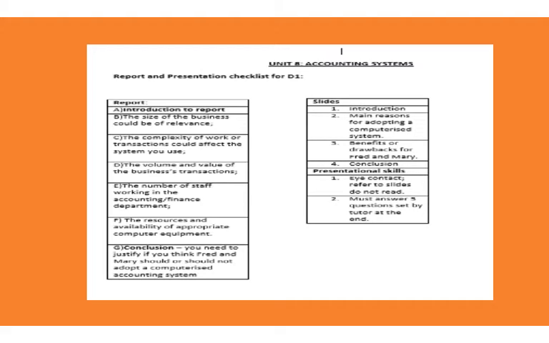So you'll be marked on your presentation skills, so things like eye contact and referring to the slides, don't just read off of them. So you must answer 5 questions set by me at the end of your presentation, and these are to be done individually. So for your report then, this is the side on the right, you need to discuss various aspects such as the size of the business could be of relevance.